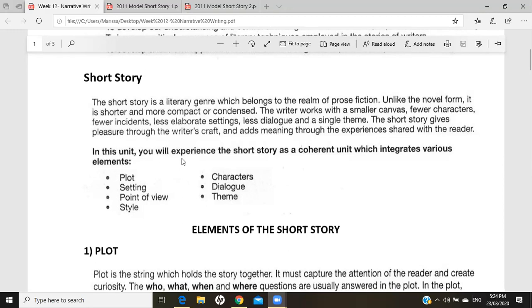So it says in this unit, you will experience a short story as a coherent unit which integrates various elements. As I said before, throughout this document, we'll be going through the different elements, and just know that all these elements listed here must be included in your short story. So the first thing is plot. Then we have setting, point of view, style, characters, dialogue, and theme. So all these 7 elements, we will be discussing them in depth now.